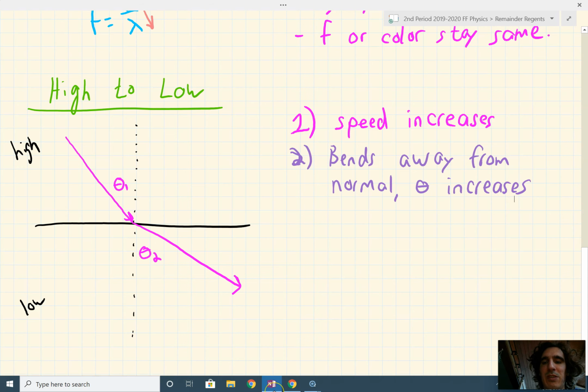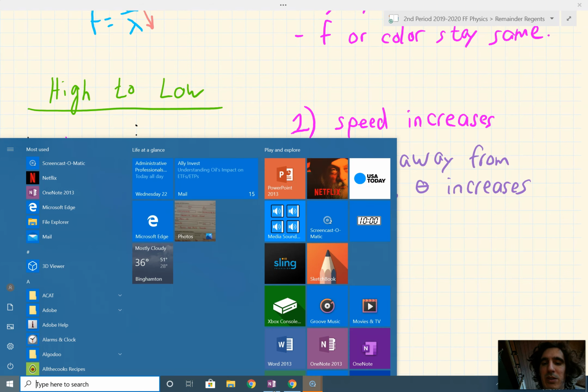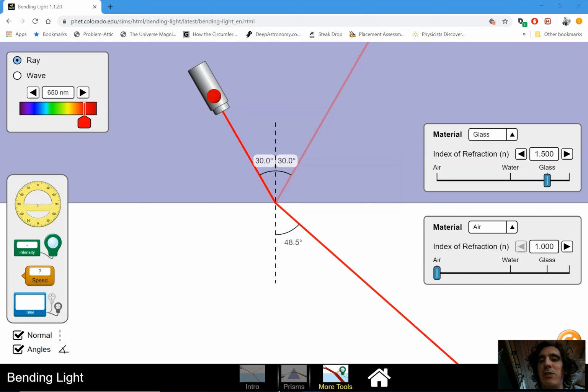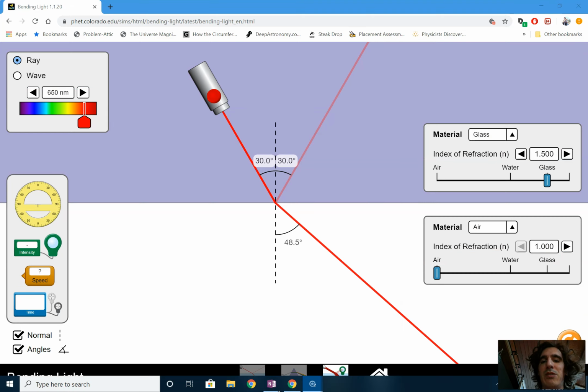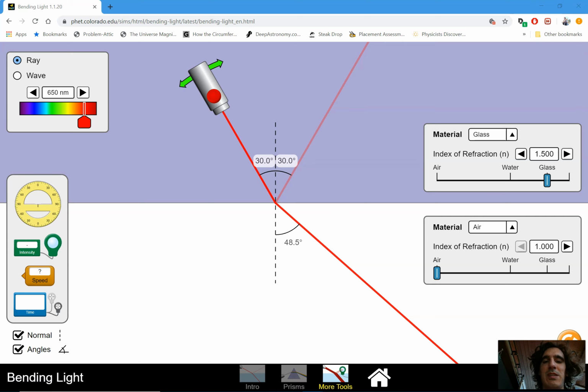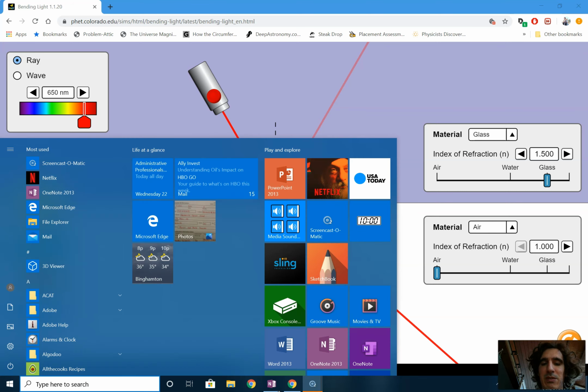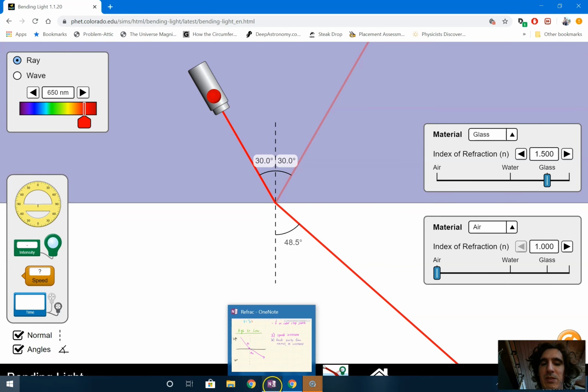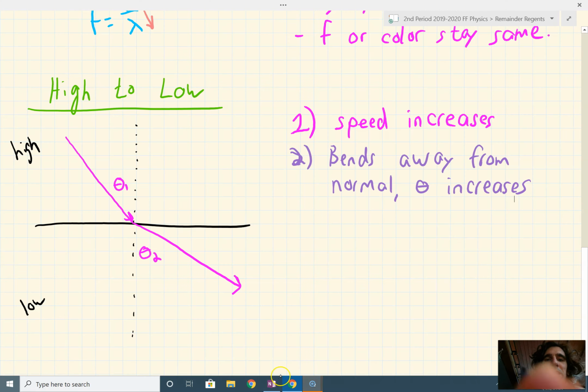So let's look at a simulation to see what happens to the angle. The angle is 30 degrees. This time when it goes into air, it increases relative to the normal. Notice that the red goes from glass to air. So why don't we put that down: the color and frequency stay the same, since color is dependent on frequency.